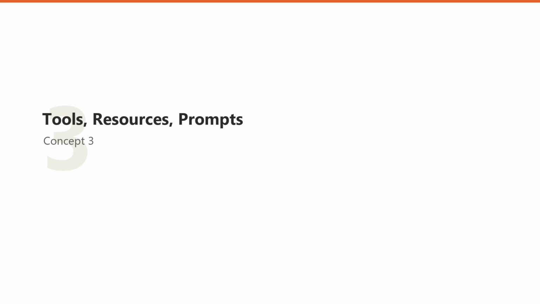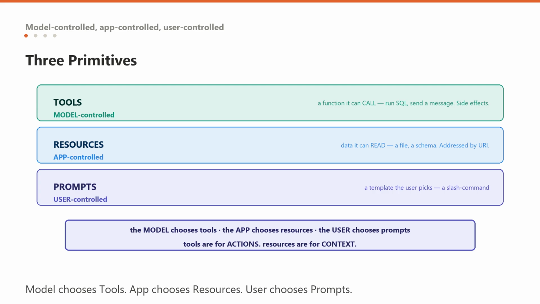Concept 3. The 3 things a server can expose and who controls each. A server can expose 3 kinds of thing, and the useful way to tell them apart is who decides to use it. Tools are model controlled. A tool is a function a model can choose to call. Run this SQL query, send this Slack message, create this issue. The model reads the description and the input schema and decides. Tools can have side effects. They do things. This is the primitive everyone uses and often the only one people know exists.